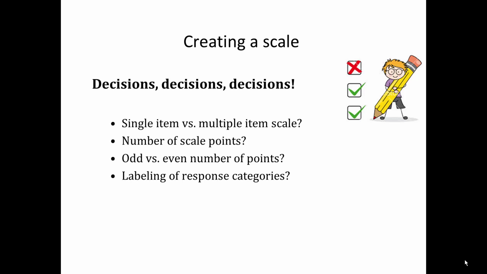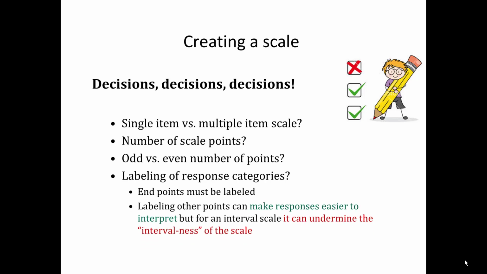Should response categories be labeled? That is, should you have a label such as somewhat important or extremely important attached to the different answers? At a minimum, we have to label the endpoints of the scale, for example, not at all important and extremely important. However, there are pros and cons to labeling the categories in between.